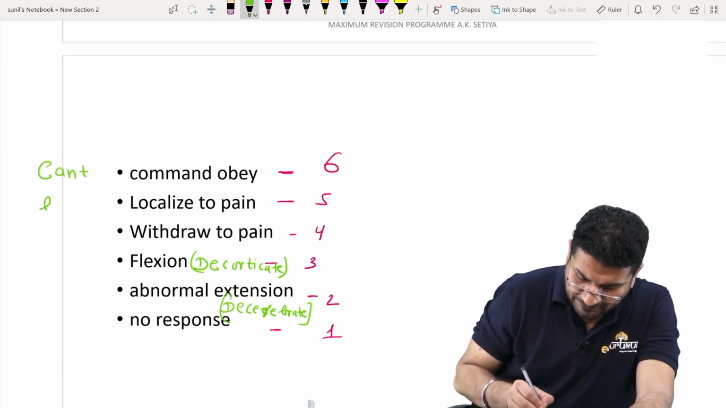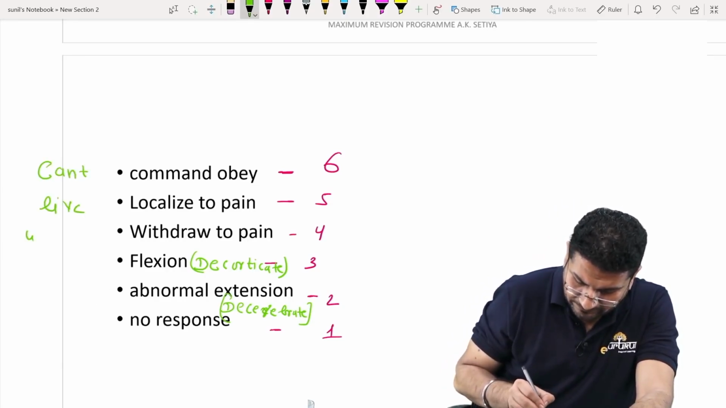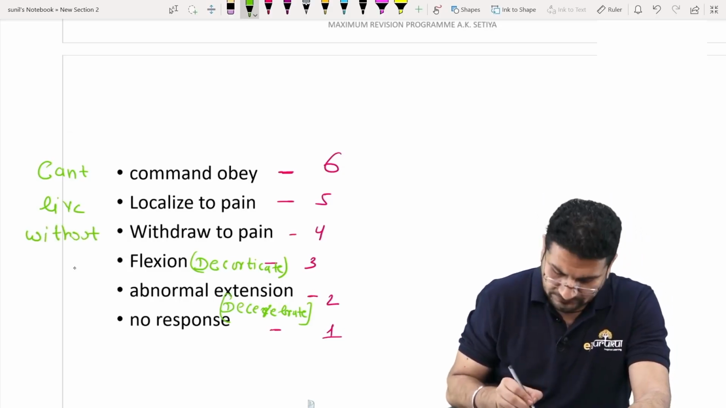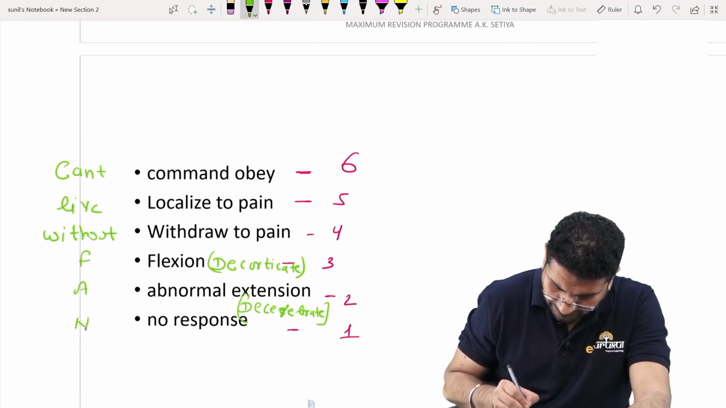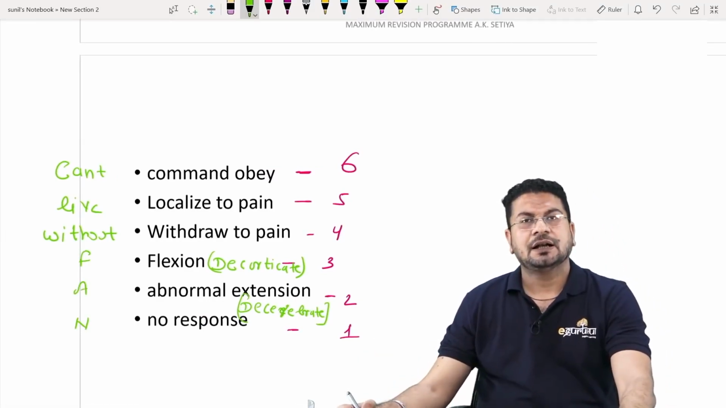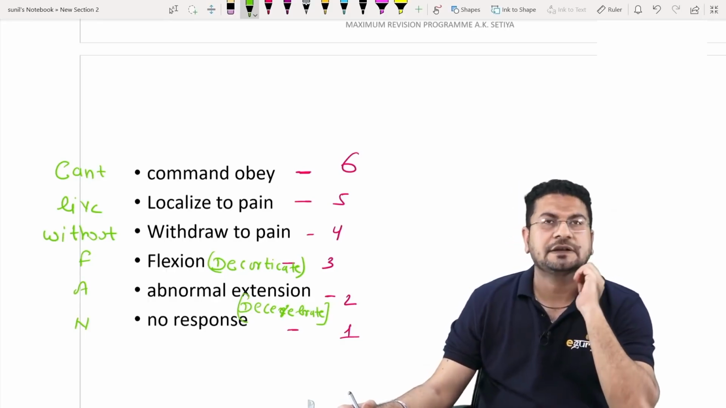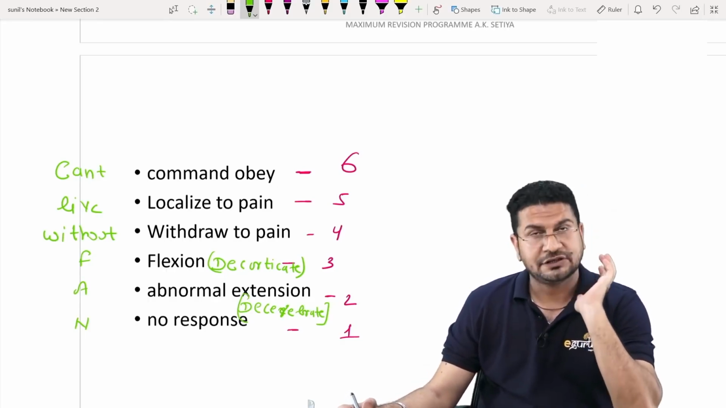So how can you remember this? You can remember by a mnemonic, can't live without fan, F-A-N, simple. This is one short question in exam. So try to study this very carefully.